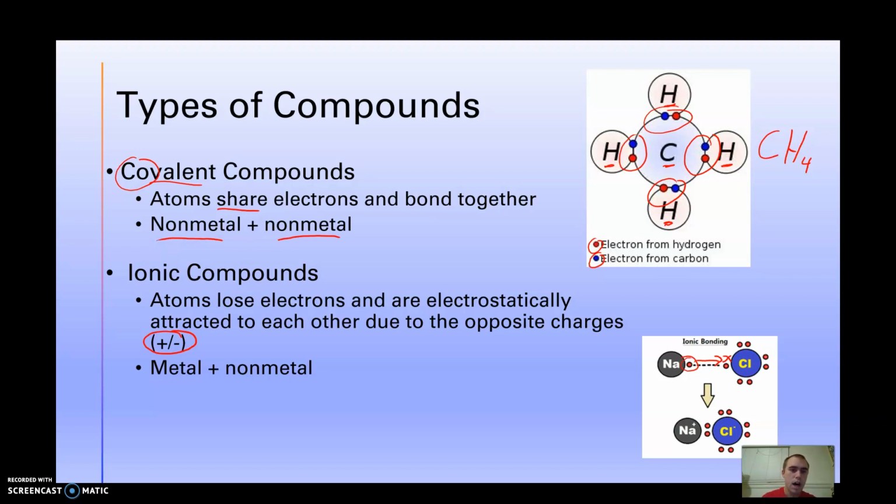Ionic compounds happen between metals and nonmetals. Again, if you look at your periodic table, you have the metals over on the left-hand side, you have the nonmetals on the right. Sodium being a metal, chlorine is a nonmetal. This is table salt, NaCl, sodium chloride, and it is an ionic compound.